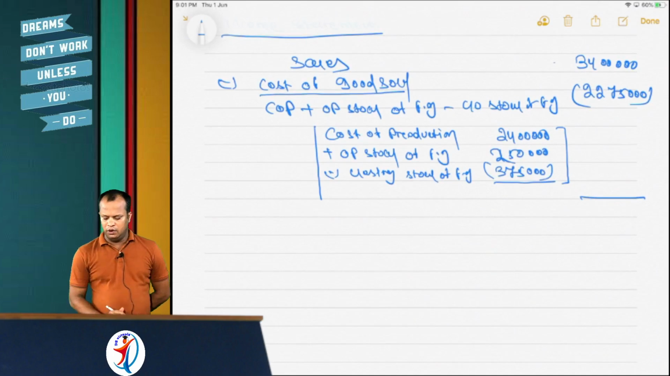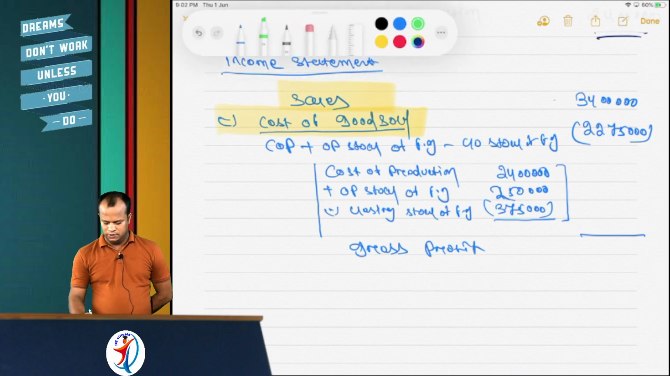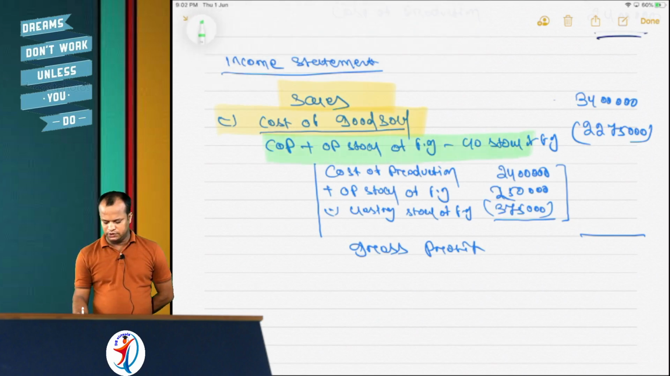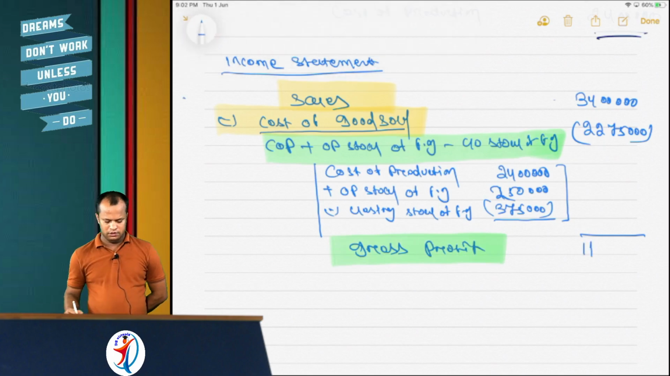Now we will get gross profit. Sir, how is gross profit found? Beta, gross profit is sales minus cost of goods sold, which is cost of production plus opening stock of finished goods minus closing stock of finished goods. So my gross profit will be 11,25,000.